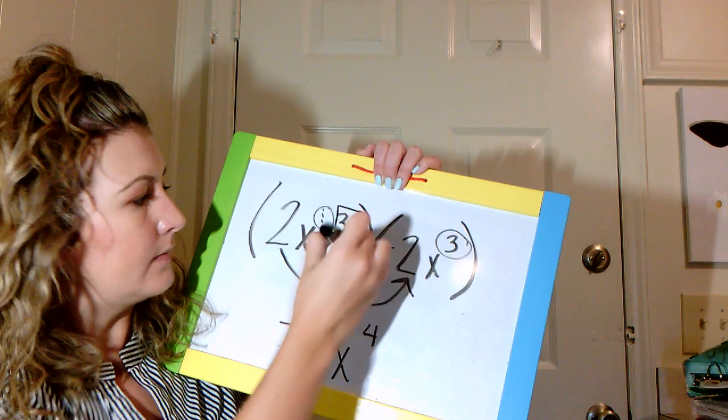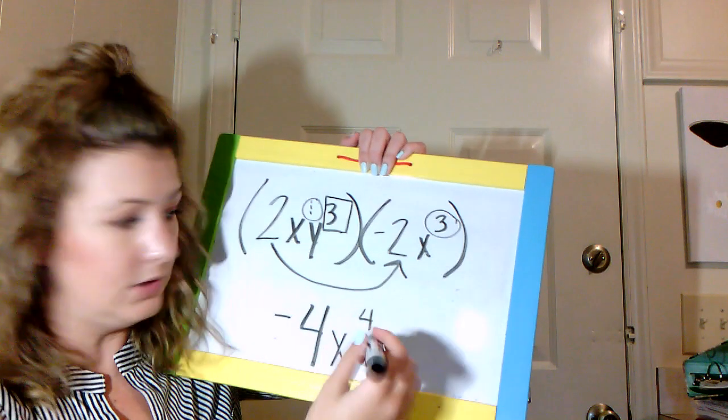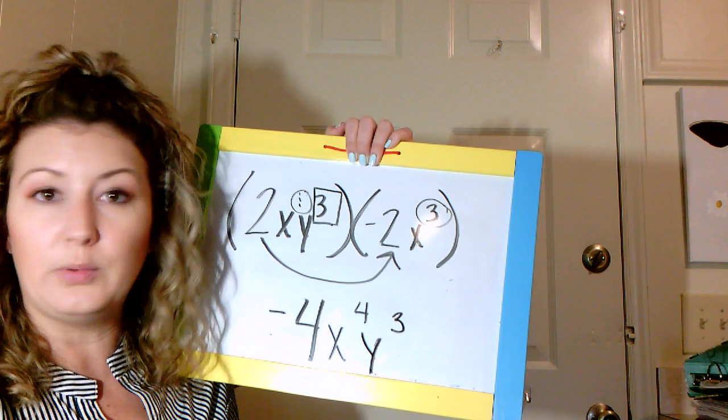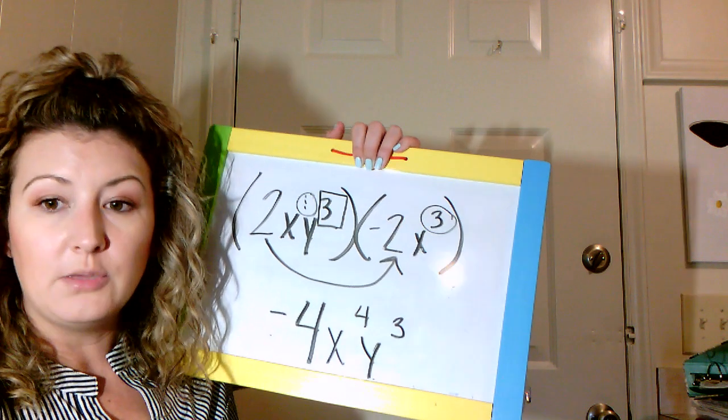And then for y, I have 3 over here and I don't have another y. That's okay. Just write it here. Y to the third. If there's nothing to combine it with, you just bring it down. You can't forget about it. You can't leave it. You have to bring it.